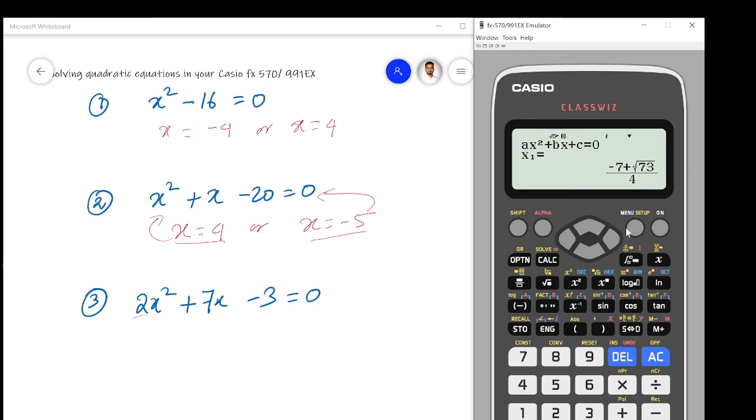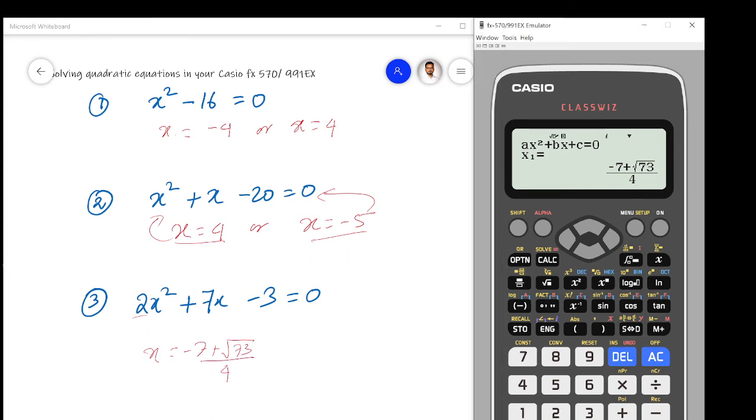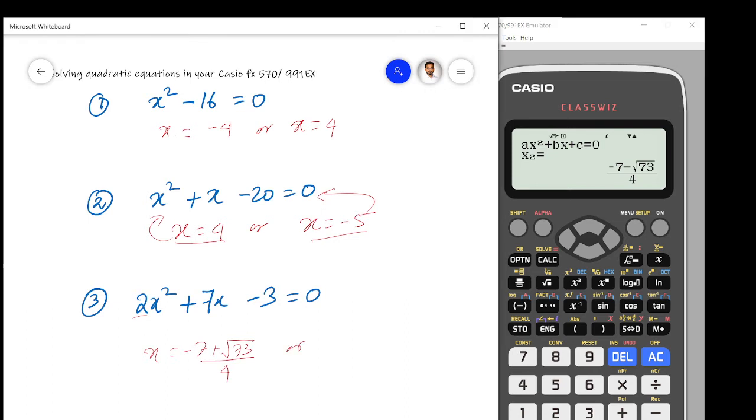If you'd like to get a decimal answer for it, you can write your answer as x is equal to negative 7 plus root 73 over 4, or x is equal to negative 7 minus root 73 over 4. Whenever you have a surd, you will always get answers in pairs. So you will have plus root 73 and negative root 73.